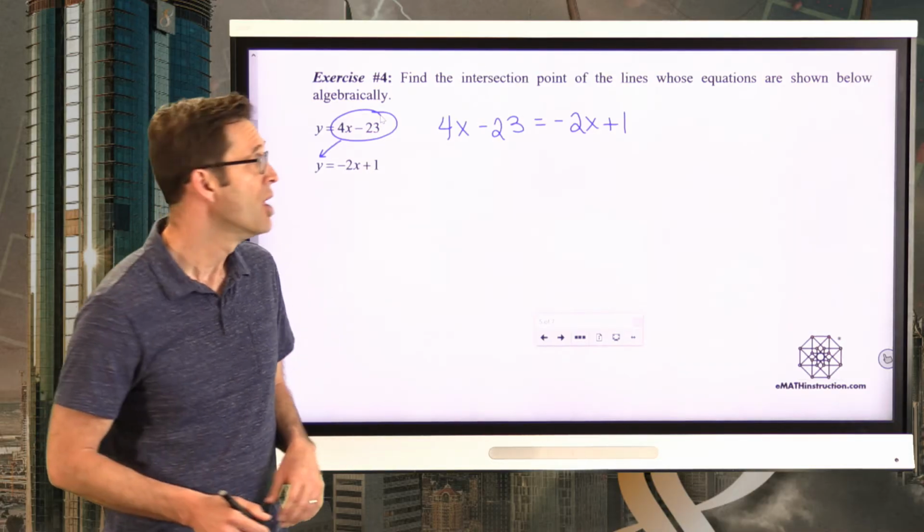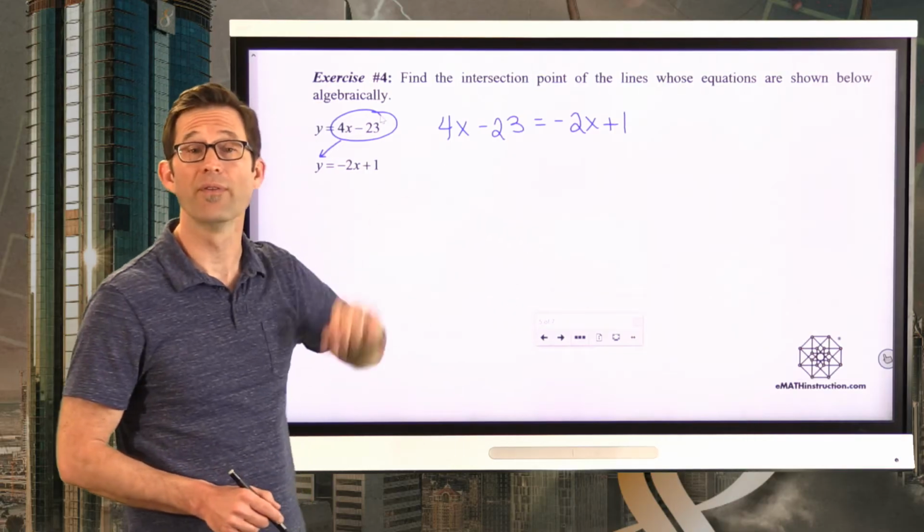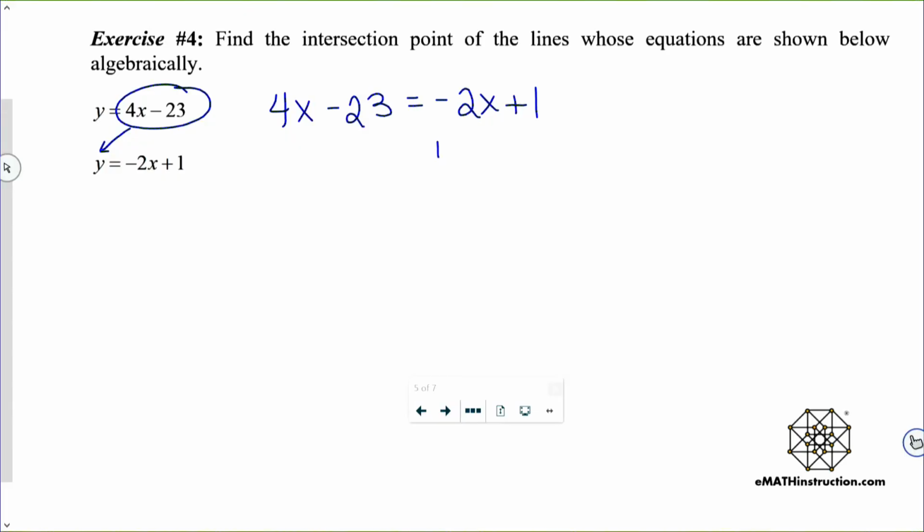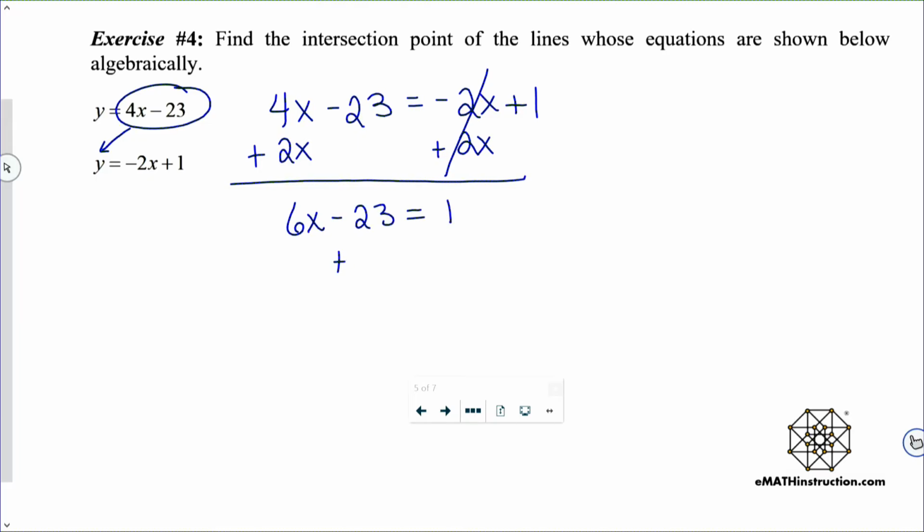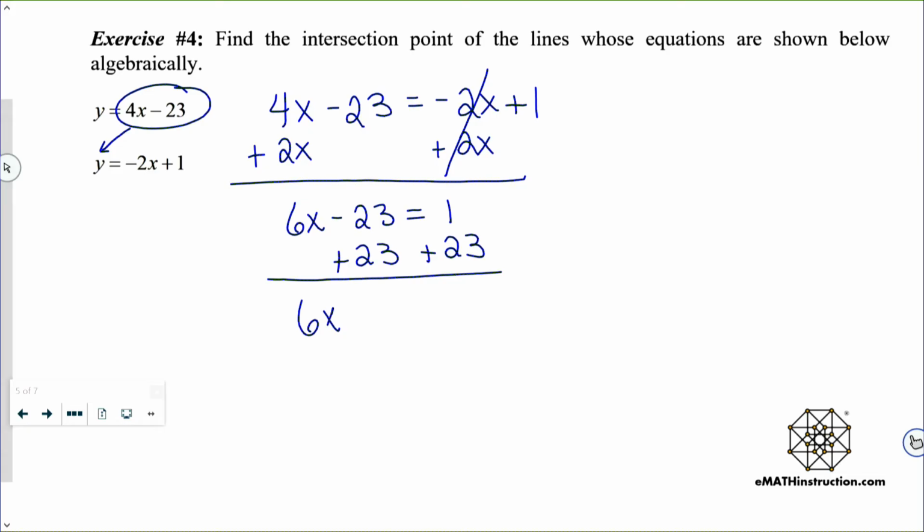All right, let's do it. So now we've got an equation where we've got variables on both sides. So I think the first thing I'm going to do is move all my x's over to the left-hand side by adding a 2x to both sides. Those will cancel. I'll now have 6x minus 23 is equal to 1. Add a 23 to both sides to get rid of the 23 from the left-hand side. That'll give me 6x is equal to 24. Now I'll divide both sides by 6. Boy, I like x equals 4 as a solution. And I get x equals 4.